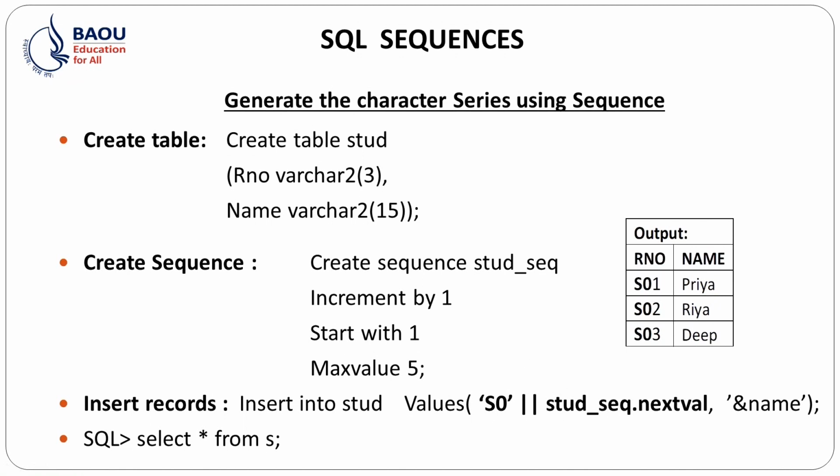For example, if we generate the employee ID E1, E2, E3, how can we write this command? Insert into employee values, in the bracket single quotation E, then pipeline, then sequence name dot nextval. So, sequence name dot nextval generates 1, 2, 3, and this E is combined with the 1, 2, 3. So, the pipeline joins the value. Always remember, a sequence does not generate a character value, it generates only a numeric value.